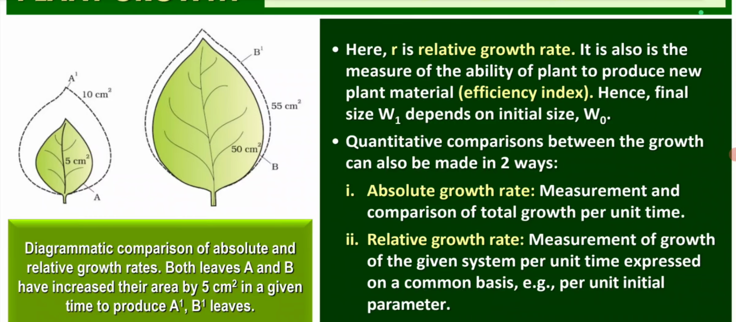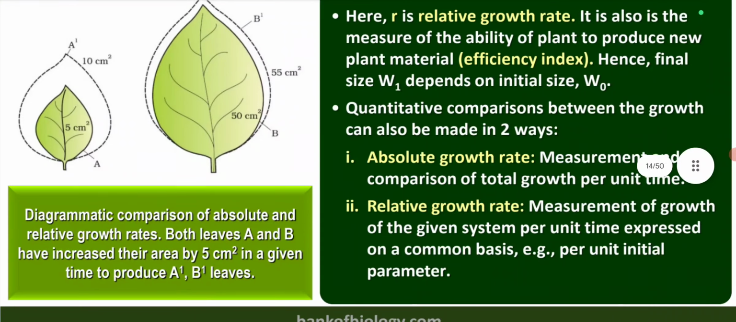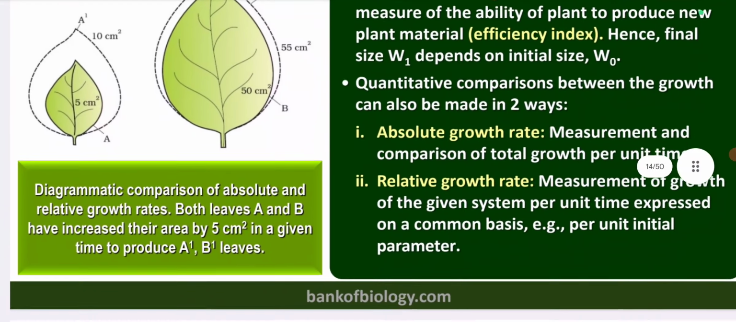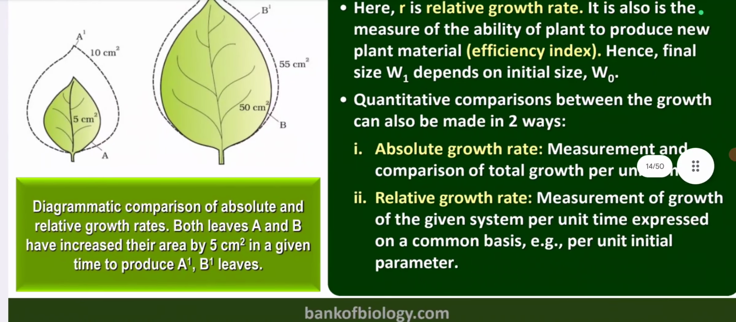Quantitative comparisons between the growth can also be made in two ways: absolute growth rate and relative growth rate. Absolute growth rate means measurement and comparison of total growth per unit time. Relative growth rate means measurement of growth of the given system per unit time expressed on a common basis, for example per unit initial parameter. Here you can see diagrammatic comparison of absolute and relative growth rates. Both leaf A and B have increased their area by 5 cm² in a given time to produce A1 and B1 leaves.